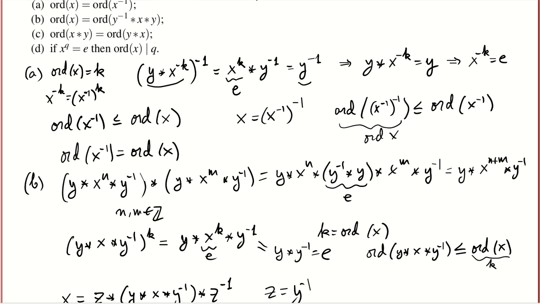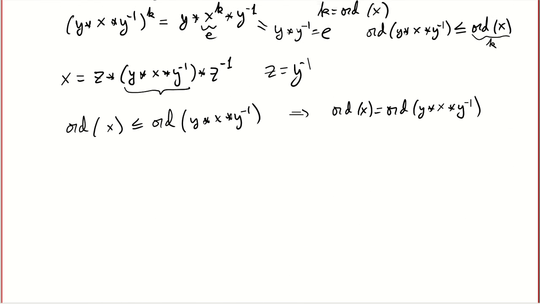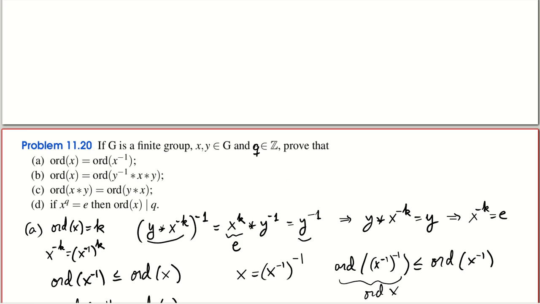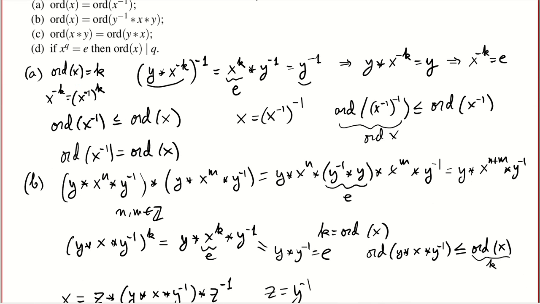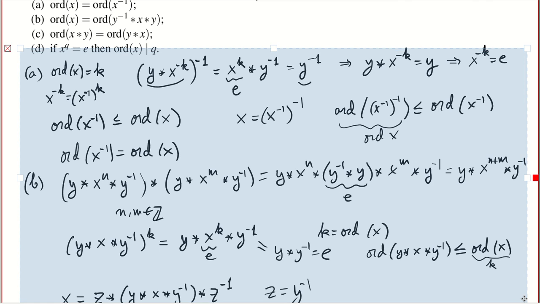Now, the next property is we have to prove that the order of xy is equal to the order of yx. Let's see. We're going to use what we're proving. Well, let me just erase this to make it more clear.